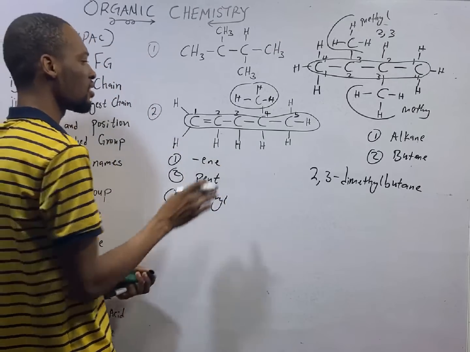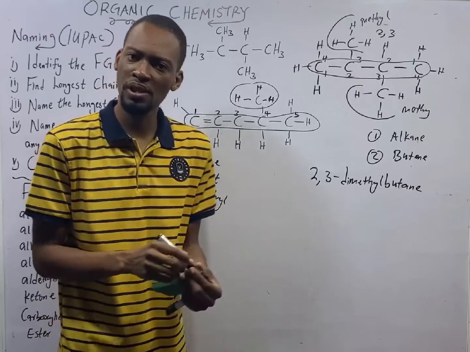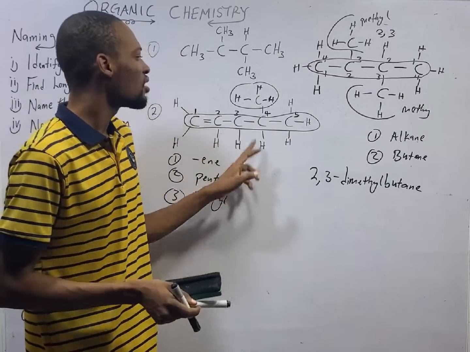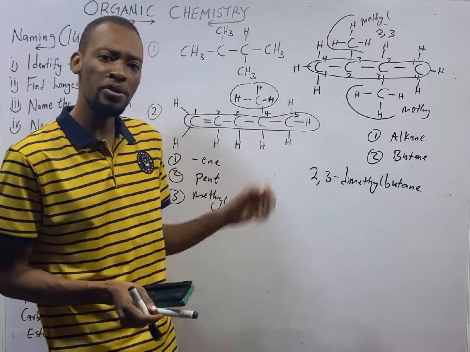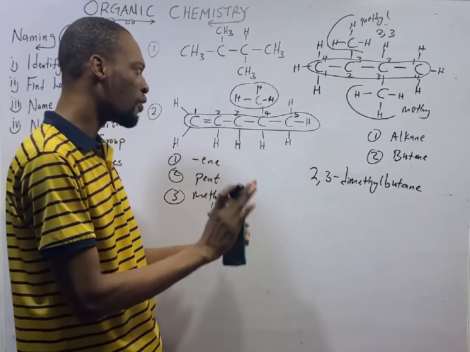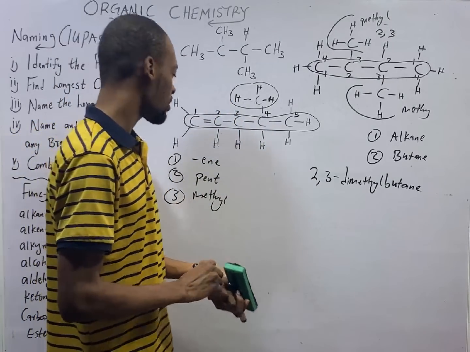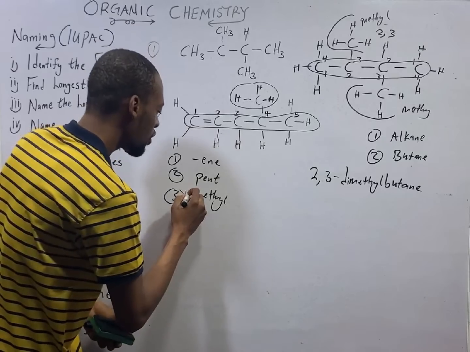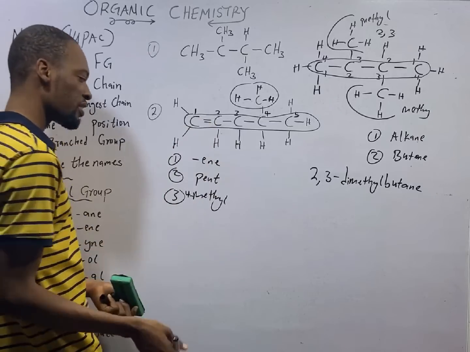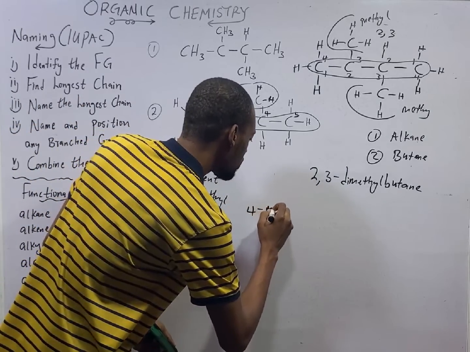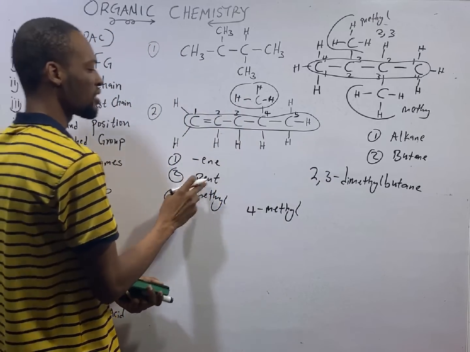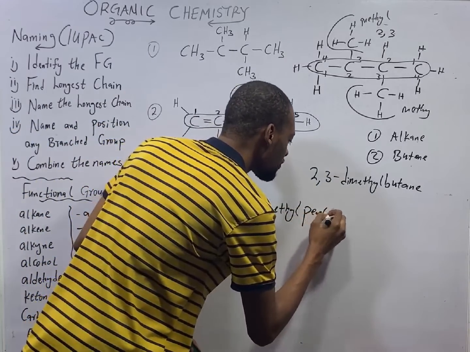Since we know that our counting of carbon must begin with the one that will give this functional group the smallest number, this branch has no option but to be on carbon 4. We can't change the numbering again. We've numbered. So it is on carbon 4. That is 4 methyl. Combining the name, the branch should come first. After the branch, the root should come next. The root is pent, 5 carbon.